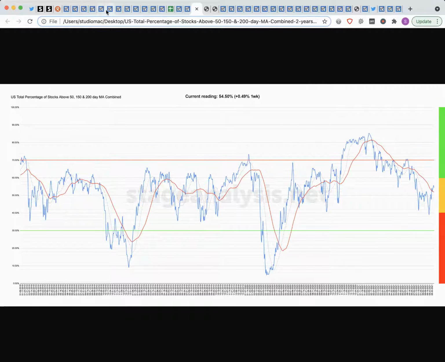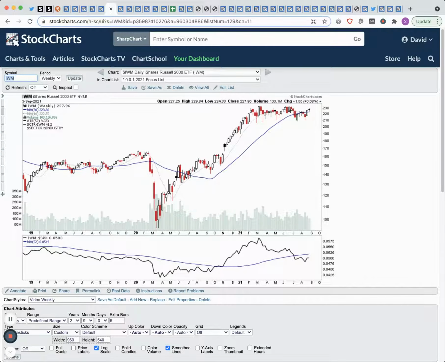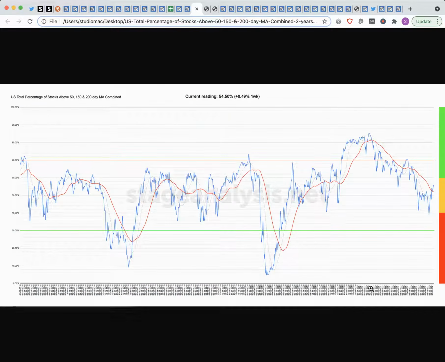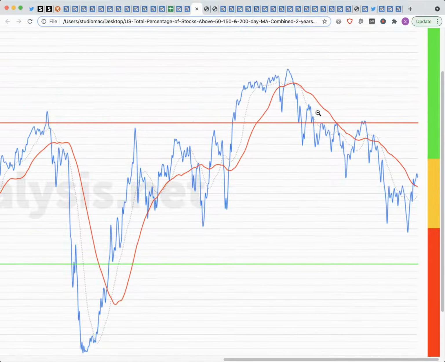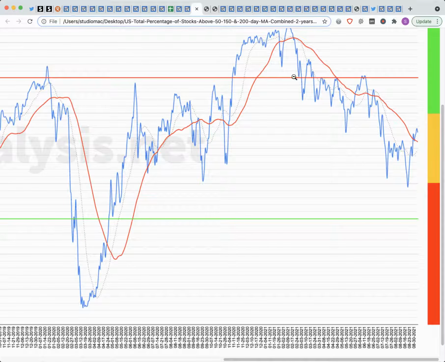I think the Russell is a good example of that. If we look at these two charts together, you look at where the Russell topped out in February, March time, and you can see the percentage of stocks above the key moving average. We topped out in February time, moved back below the 70% level in late February, and then into early March. We've been in a negative environment ever since, except for a brief period in May to early June where we popped back above again.